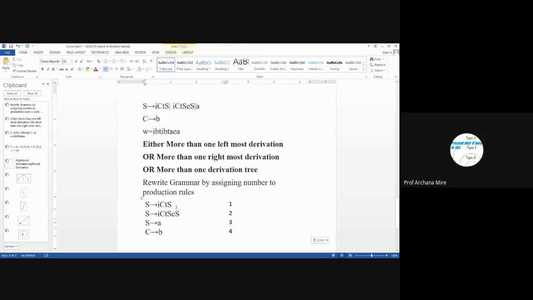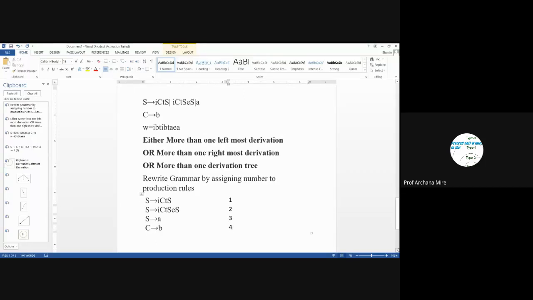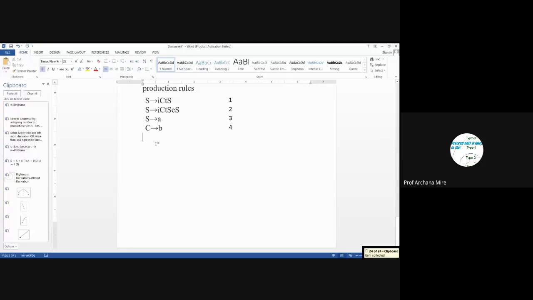S leads to iCtS, we are assigning production rule number 1. iCtSeS, production rule number 2. S leads to a, production rule number 3, and C leads to b, that is production rule number 4. It is the same grammar, only the production rules are assigned numbers, so that when we are deriving this particular string, it will be easy for us.